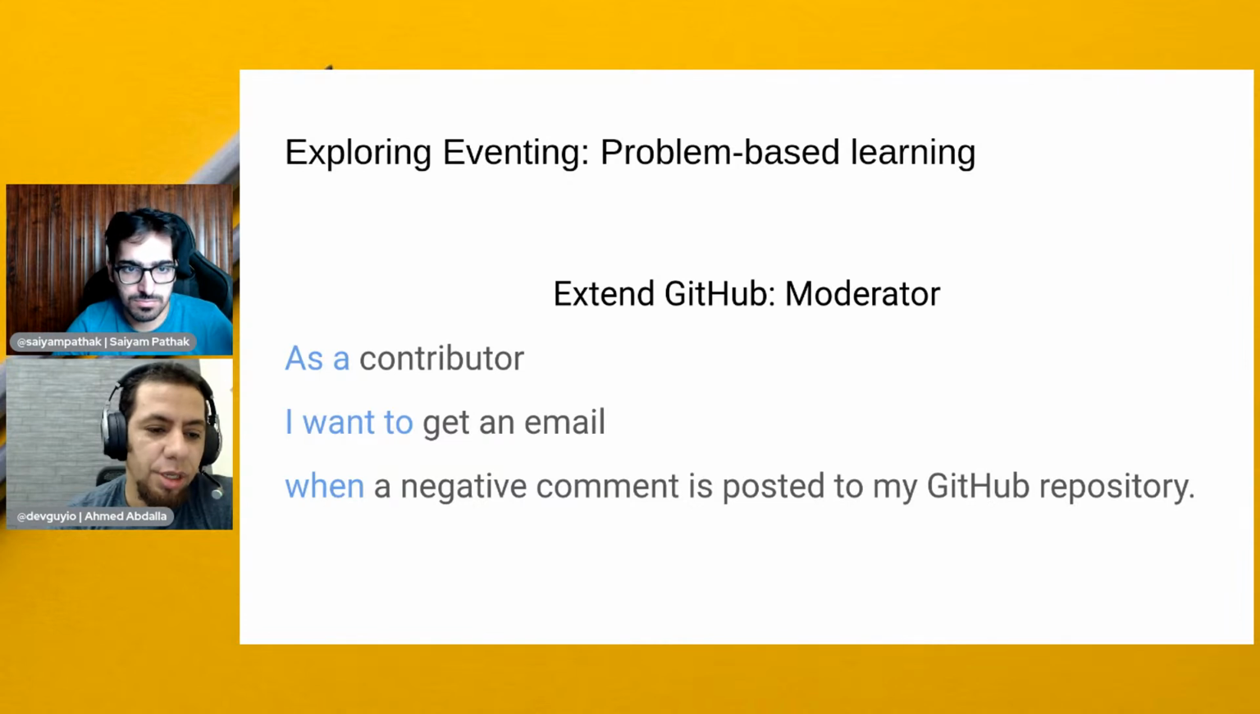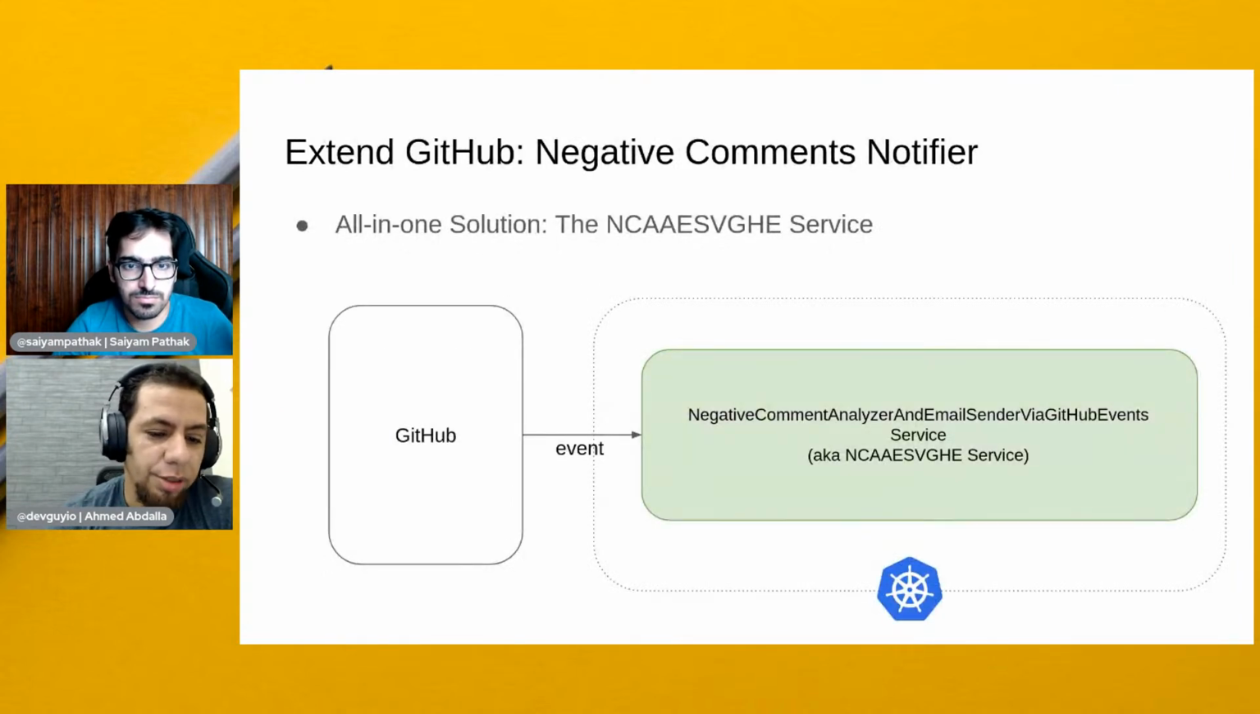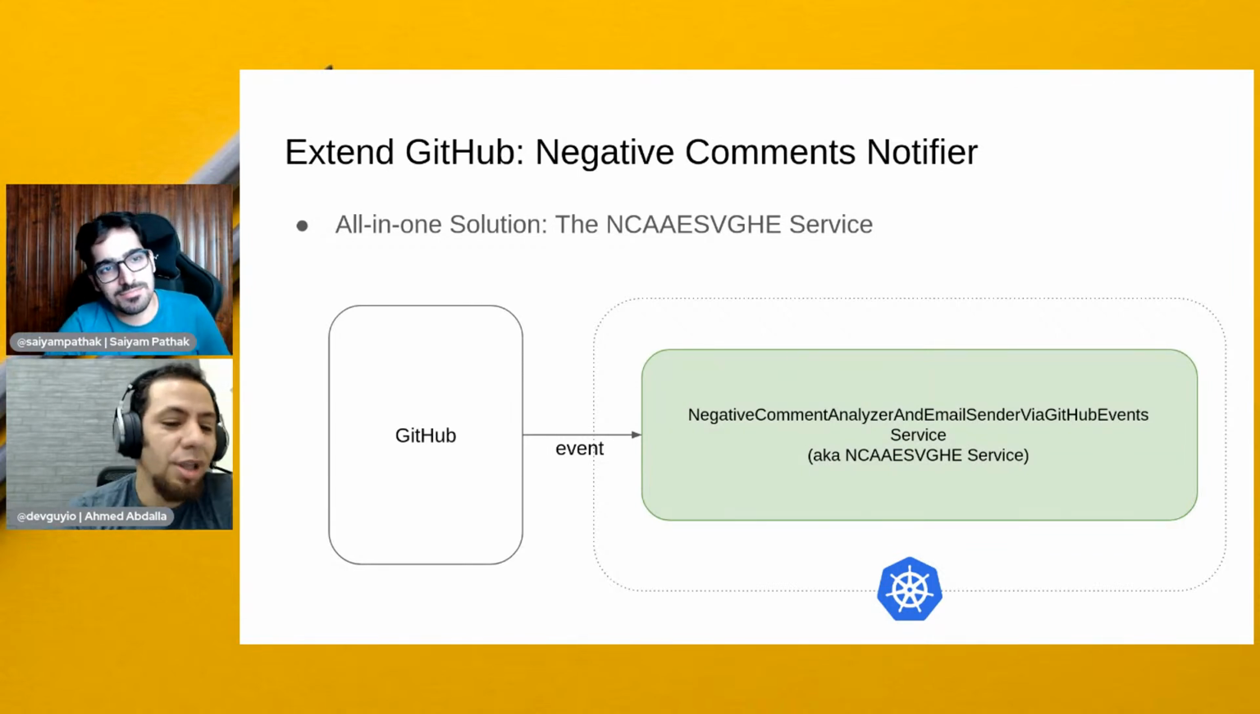The first thing that comes to my mind is to build it using a service that would interact with GitHub. It's a very small and simple service that you would all probably understand: a negative comment analyzer and email sender via GitHub Events service. That sounds like a very straightforward way to implement it.